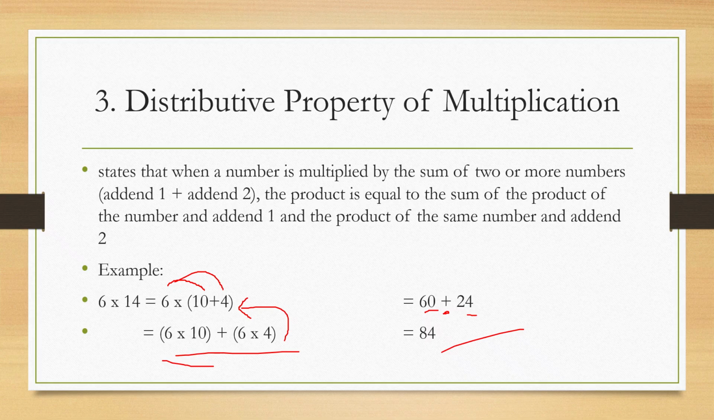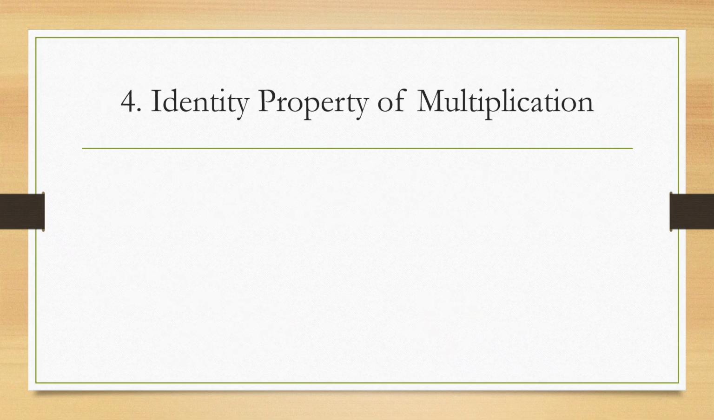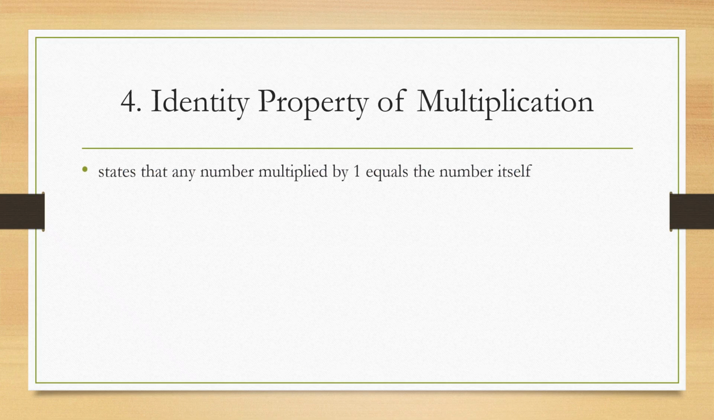Okay, next. The fourth one is the identity property of multiplication. This property states that any number multiplied by 1 equals the number itself. No matter how big or how small the number is, when it's multiplied by 1, the answer or the product would still be the number itself. For example, 1 times 8 equals 8. Another, 23 times 1 equals 23.